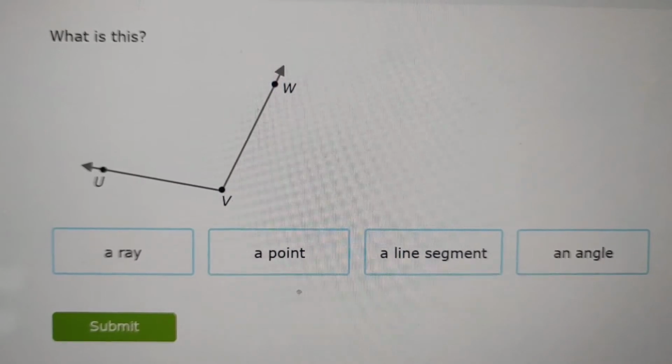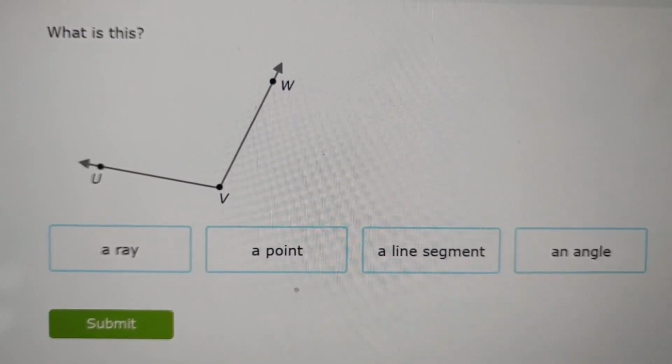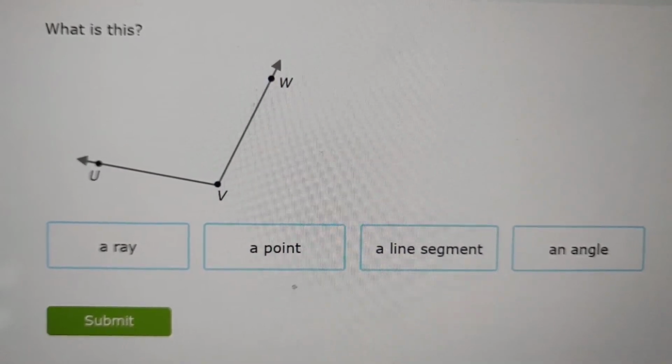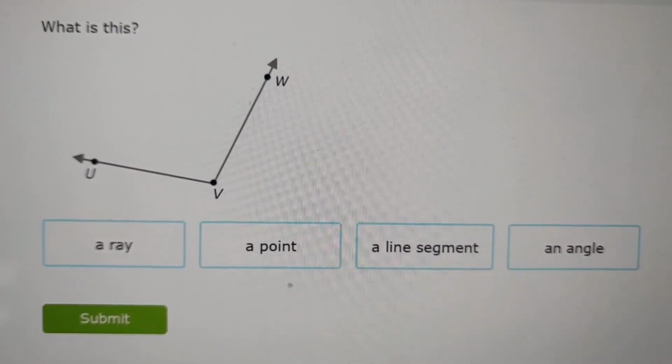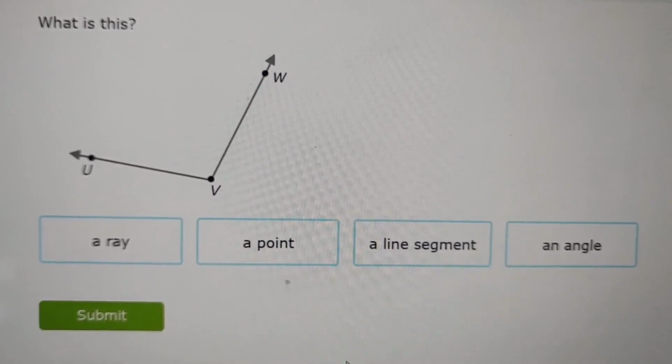Let's try this one. Look at the problem. It asks if it's a ray, a point, a line segment, or an angle. Pause the video and make your choice.